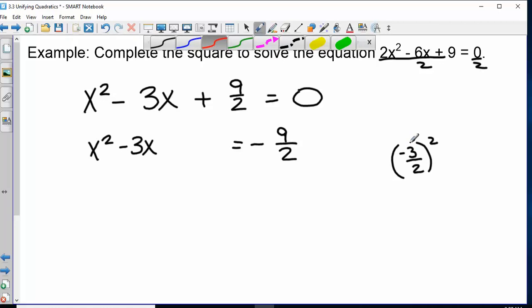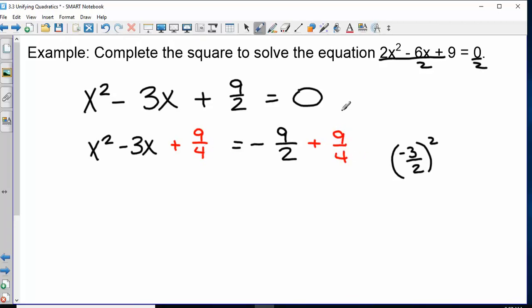All right. Negative 3 squared is 9, 2 squared is 4, so this is a 9/4. You add it to one side, you also add it to the other.